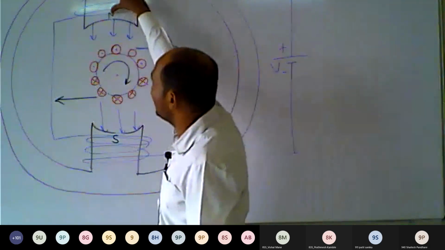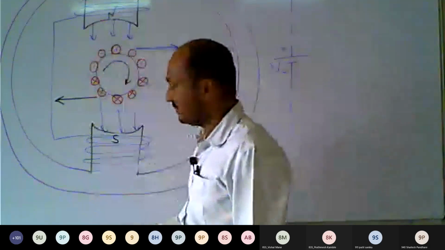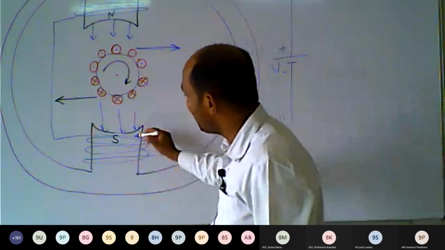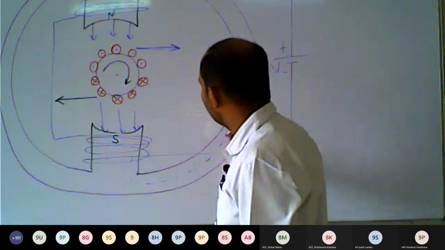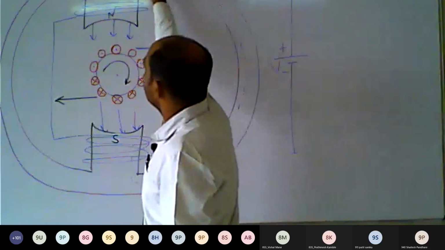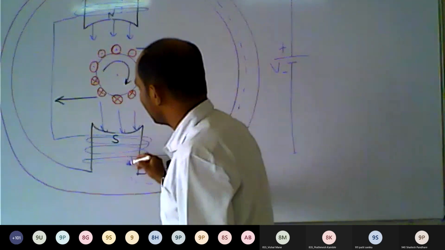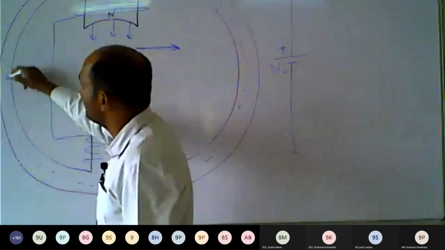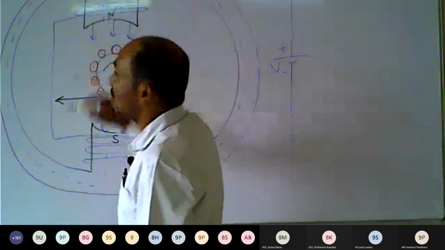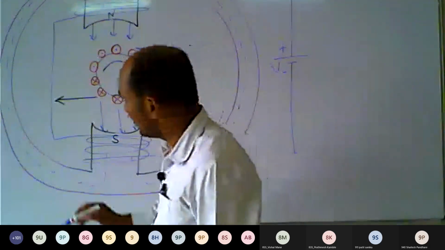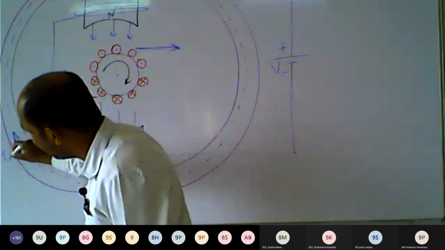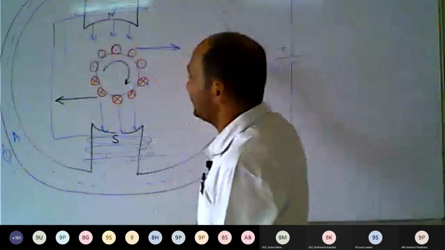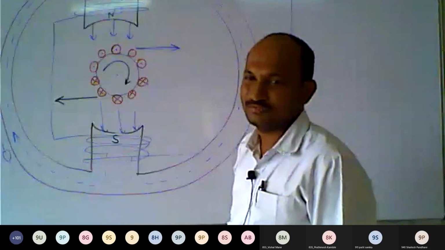The magnetic flux will be created in this direction, and it will return, or complete its path, through this yoke. Half of the magnetic flux will go in this direction, and the remaining half will go in this direction through the core or yoke. This is called the yoke. So the magnetic flux will complete its path through the yoke, the outer part of the motor.